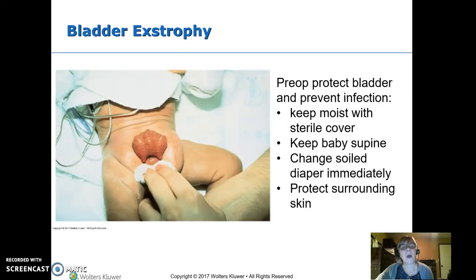Keep the baby supine. We don't want them laying on it. We want to avoid getting germs in there, so change soiled diapers as soon as possible. And depending on where the meatus is and how the baby's voiding, you may have urine coming out. You may need to protect the skin from moisture and problems.